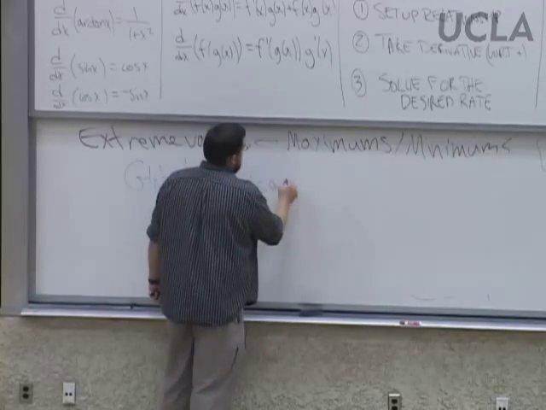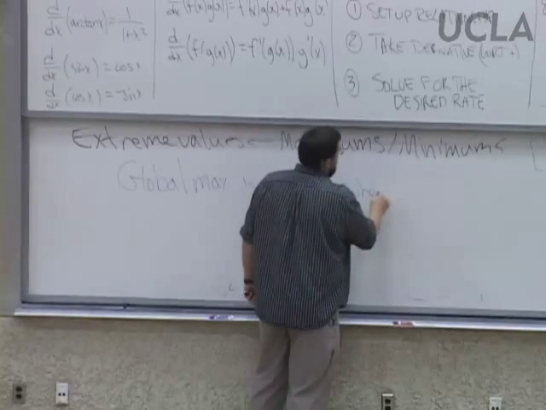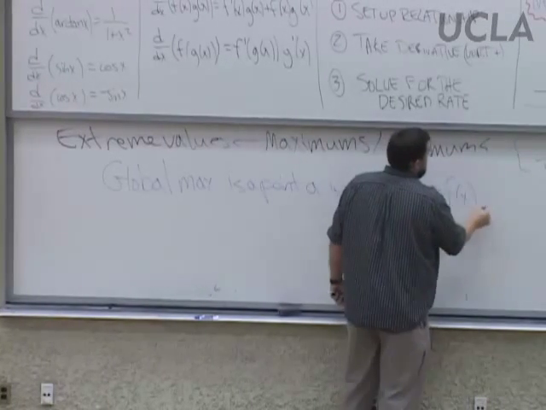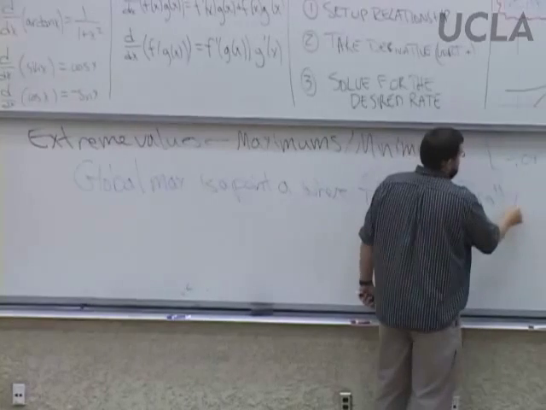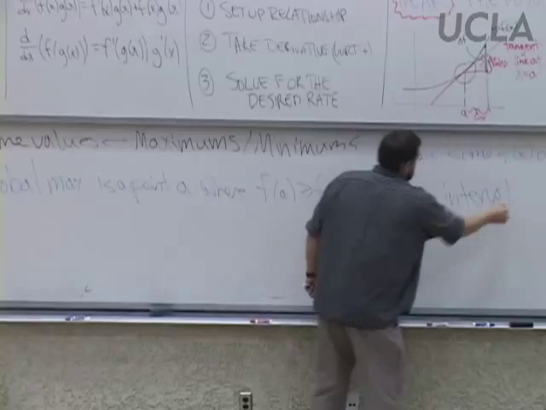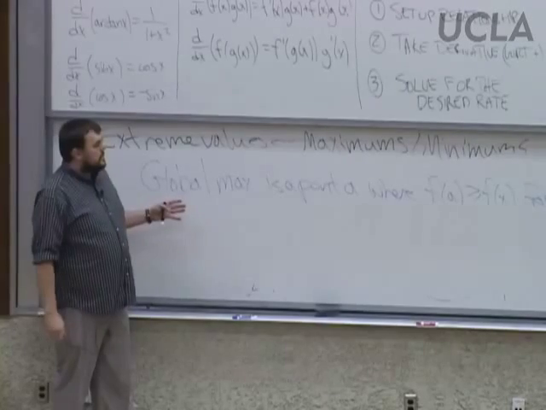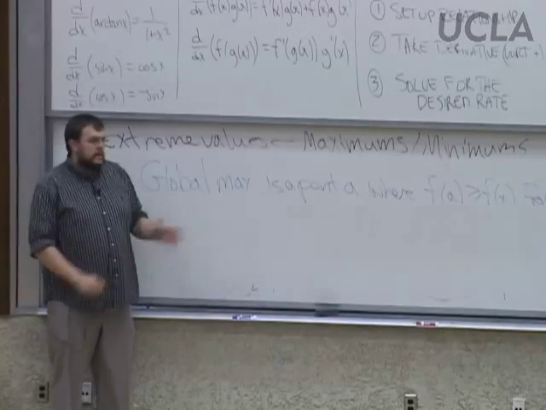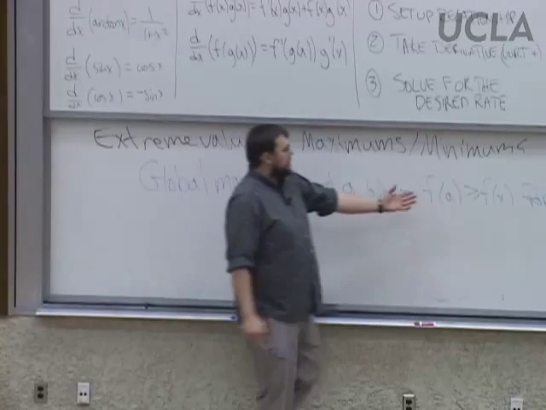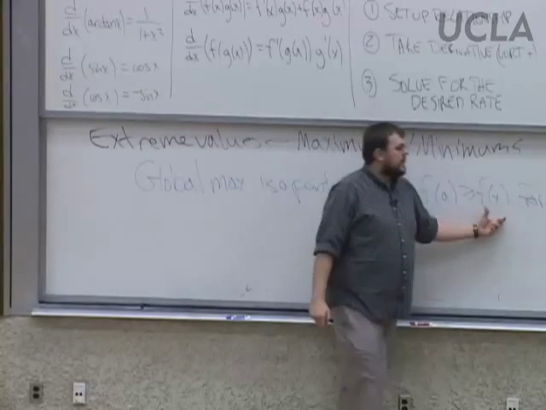is a point A where f of A is bigger than or equal to f of x for all x in the interval. I'm writing this really long here. I'm going to shortcut in the next step. Okay, so global max is exactly what you think it is. To be a maximum means you're bigger than or equal to everything else that you could be. So that's the first thing we say here. The function at A is bigger than or equal to the function at any other point that I'm considering.